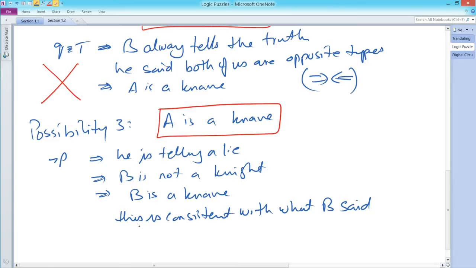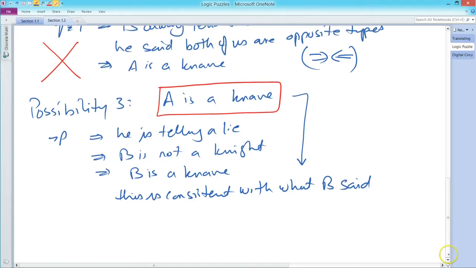We should not stop here, but we should go and look at possibility number 4, because in possibility number 3, I am assuming that A is a knave, and I'm coming to a conclusion that B is a knave. But what about the other possibility, or the fourth possibility? We need to make sure that the fourth possibility is also consistent with this conclusion that we've come to.